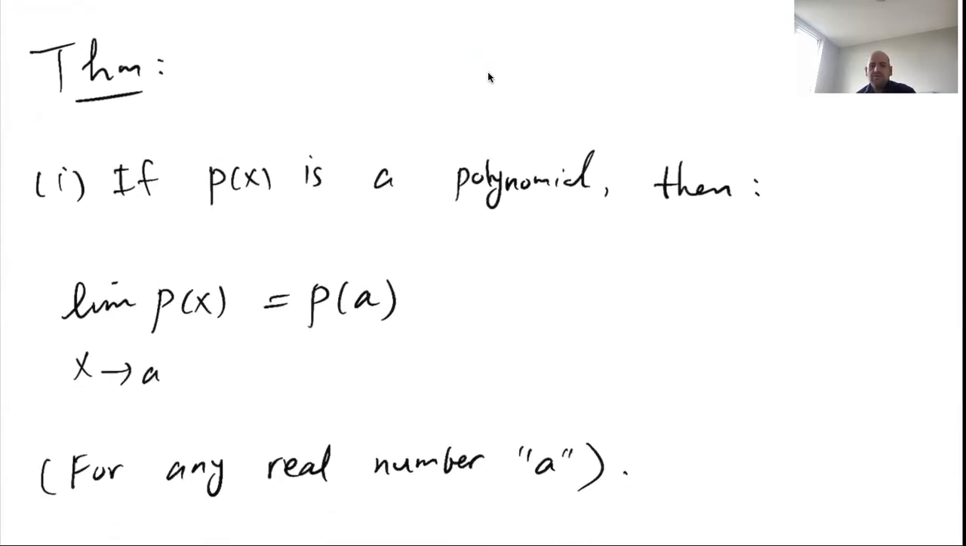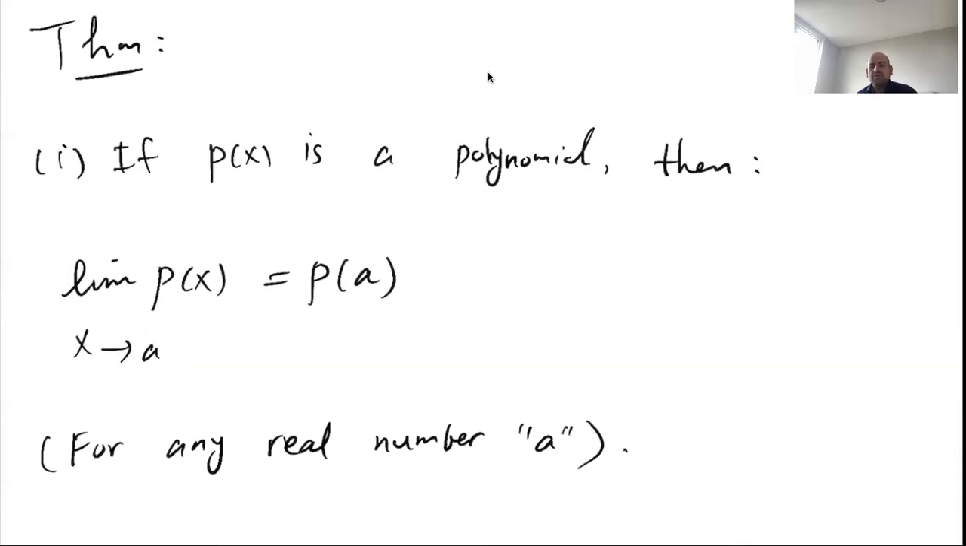Okay, now it's good. So if P of X is a polynomial, then the limit of P of X as X approaches A is equal to P of A. This is what I also used last time, and I promised you that we are going to state this formally as a theorem. So if you want to calculate the limit of a polynomial, it's extremely easy. You just need to simplify P of A, or replace X with A.